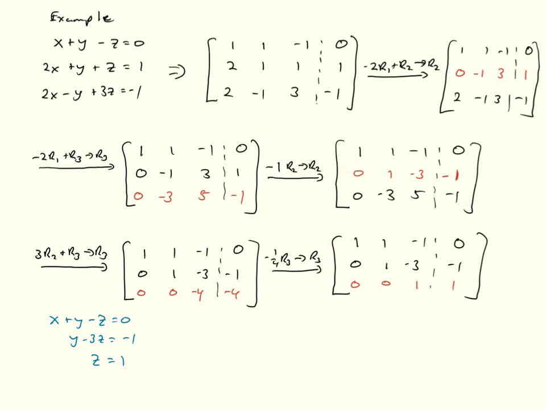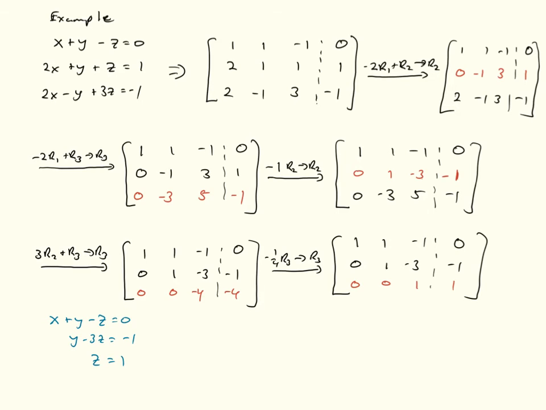And now we can go through and solve the system. This is where we use what's called back substitution. When I translate that back into equations, I have x plus y minus z equals 0. Not surprising, the first equation is the same, we haven't done anything to it. Our second row tells me that y minus 3z equals negative 1. And more importantly, the third equation tells me that z equals 1.